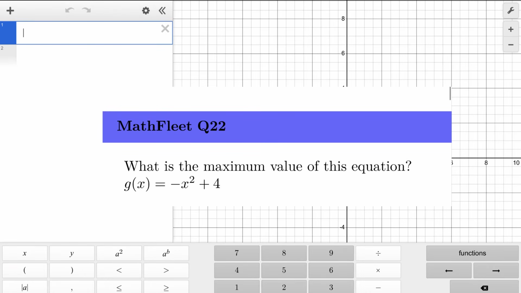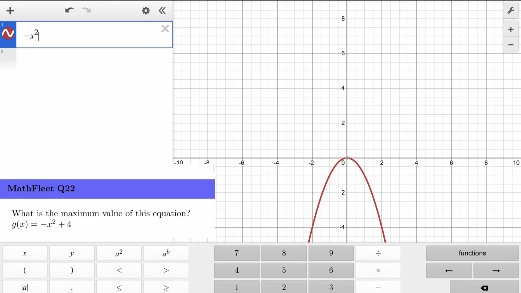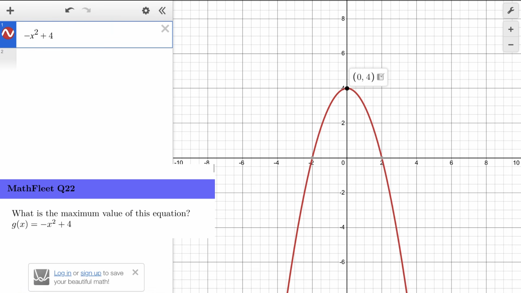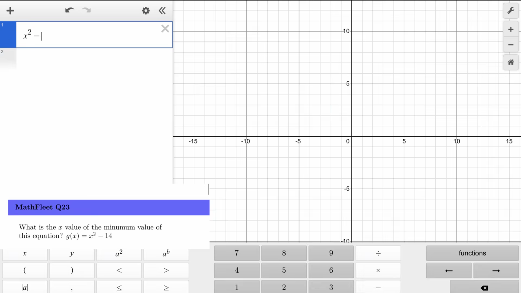The next type of problems are minimum-maximum problems. These problems are relatively easy. They will ask for a maximum or minimum value of an equation. Sometimes it will ask for the x value at which the min-max is found. So just be careful for that. Here is another problem being solved.